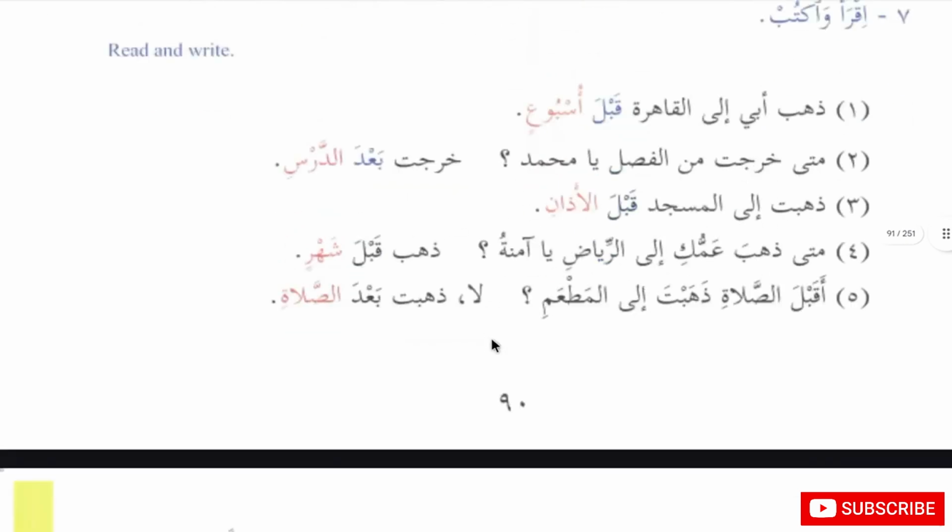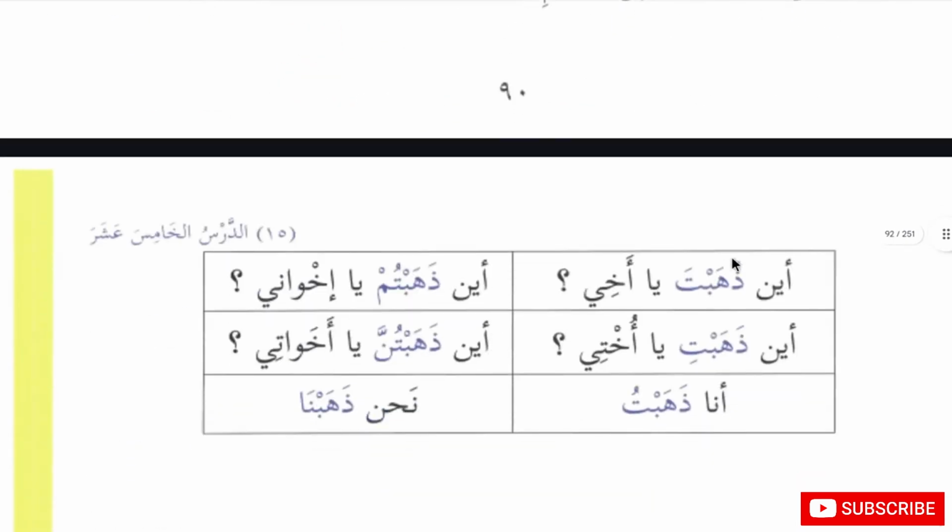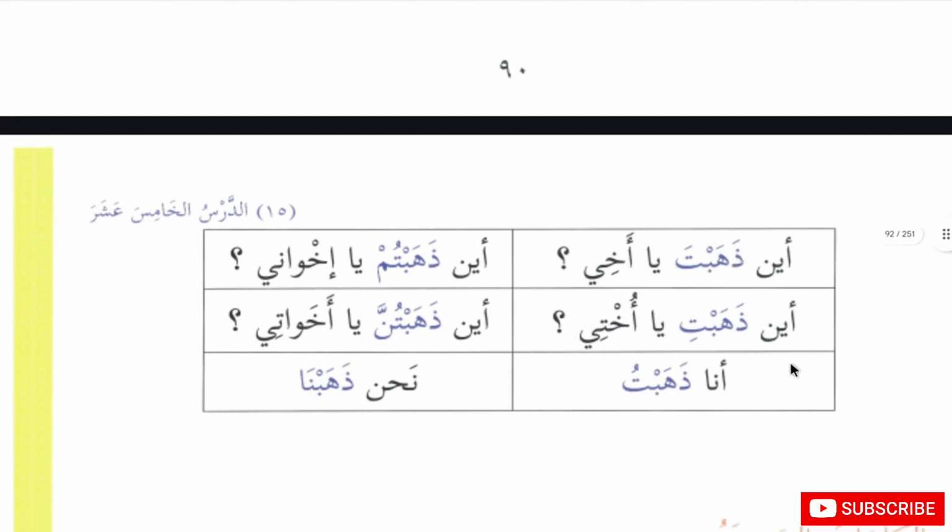So, it says here, أين ذهبت يا أخي؟ So the habta, I'm not sure if we covered this earlier, but the habta is, you went, past tense. Aina the habta, where did you go, ya akhi, my brother. For female, you would say Aina the habti ya ukhti. Where did you go, oh, my sister.